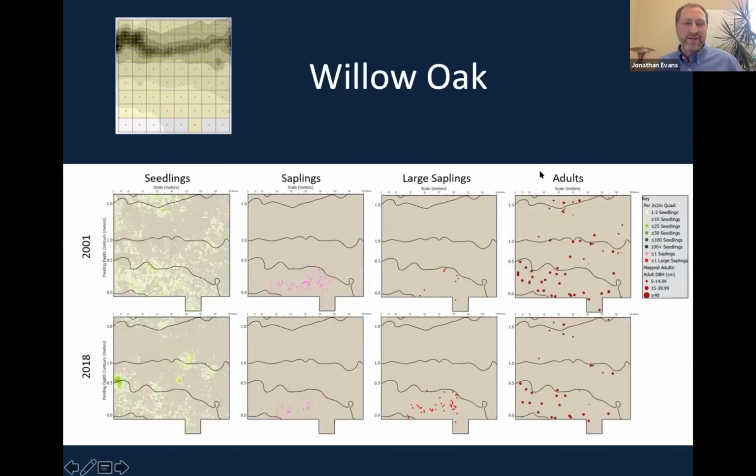Willow oak, which is the second most common species in the pond, has pretty much an identical pattern. Here you can see the seedlings sort of mapping with the adults, and then the saplings really just restricted to this shallow area within the pond. There's been quite a bit more mortality of willow oaks than in overcup oak. Both trees live to be a long time, but willow oak adults seem to be dying out at a much higher rate.